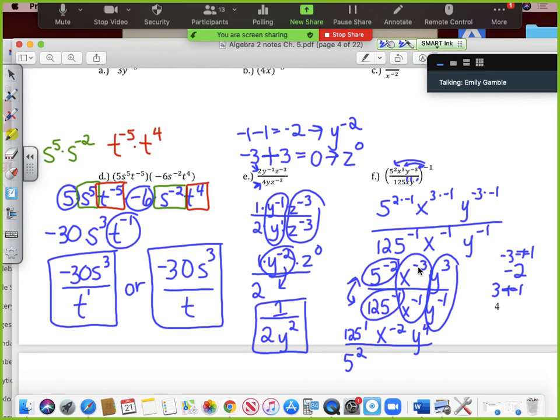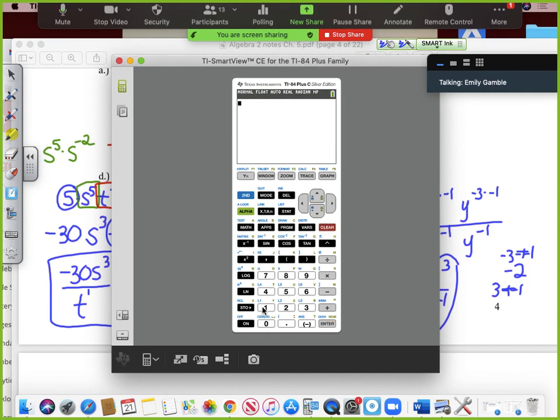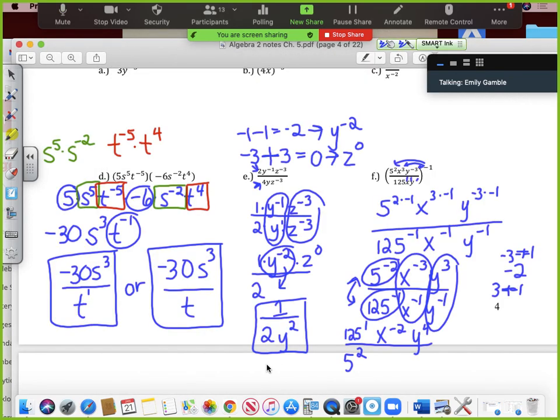Everyone with me? Okay, two things we can do here. We should simplify the coefficient numbers. 125 divided by 5 squared simplifies to be 5. So 5 here. X to the negative 2 will go to the denominator, and y to the 4th will stay in the numerator. So this final answer will be 5 times y to the 4th power over x squared.